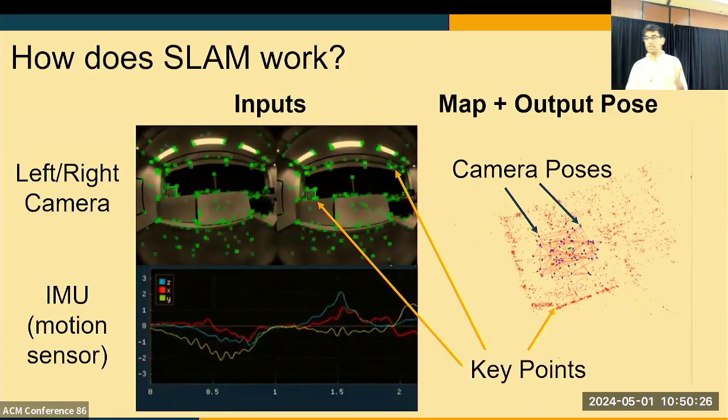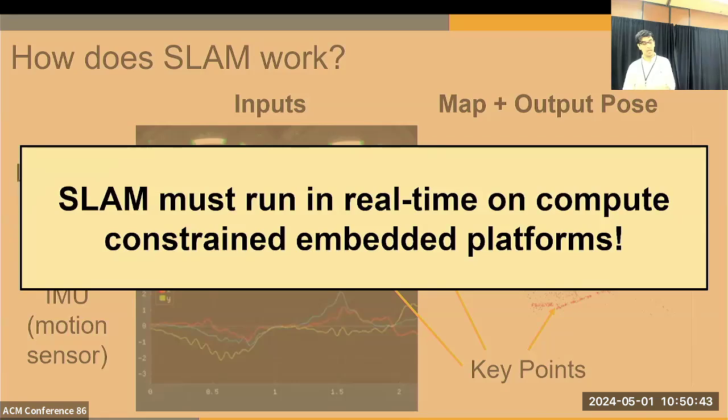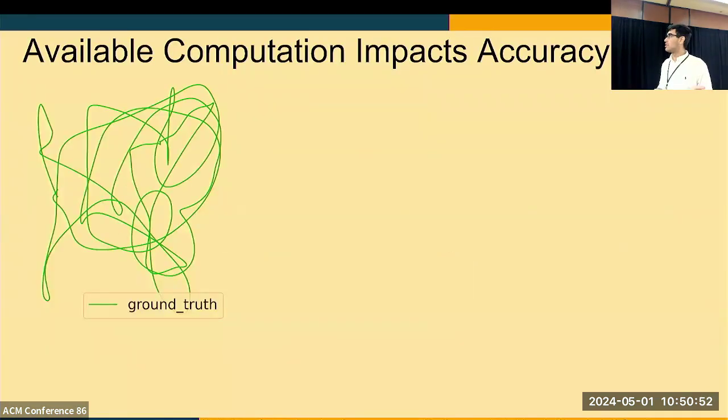The key thing that is important here is that whenever we get a frame in, we take the frame and summarize it into a sparse set of key points. And then we compute the pose of the camera relative to where these key points are. And the thing about SLAM is we have to run it in real time on these really compute-constrained embedded systems. The implication of this is that the amount of computation you have really affects your accuracy.